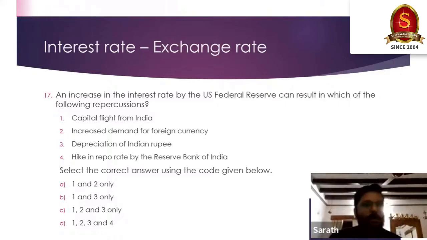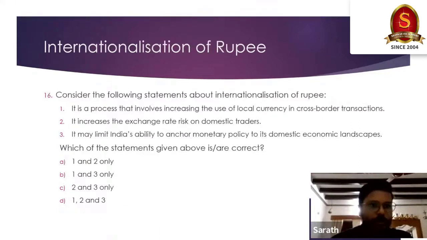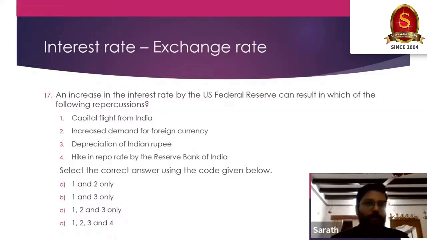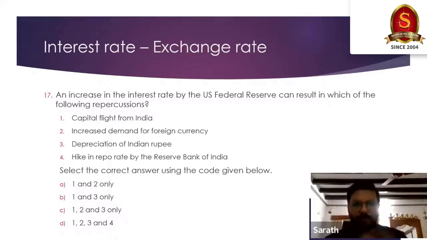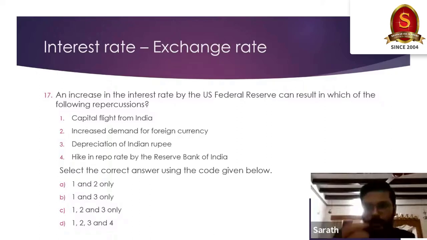Okay, we have run out of time. If I didn't mention the answer to the previous one, the 16th one, the answer is B, 1 and 3. The second one is wrong, I had said. Okay, anyway, 17. Now, again, a very conceptual kind of question, but based on current affairs. The US Federal Reserve had actually increased interest rates. What would happen? You saw that in the external sector document that I showed as well. The Economic Survey document on external sector also had this in the highlighted paragraphs.